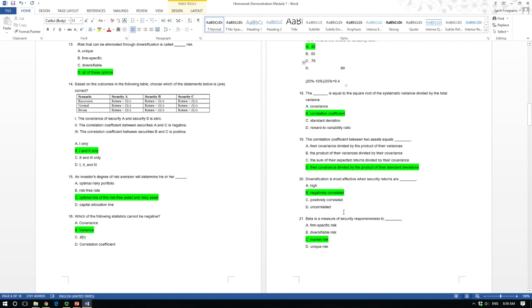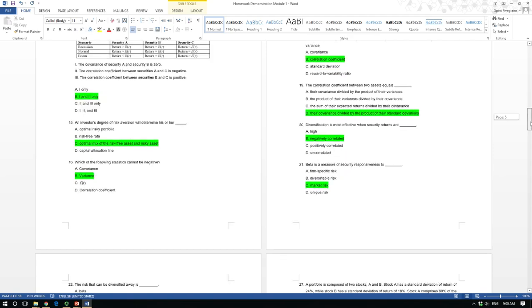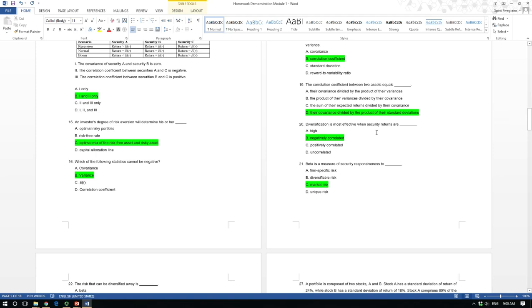Number 20. Diversification is more effective when security returns are positively related, negatively correlated, high, or uncorrelated. The best answer is negatively correlated, where you will have a negative value for that rho so that the variance can be reduced significantly when you combine several different risky assets together. So the key for diversification is this low value for correlation coefficient. Ideally, negatively correlated.